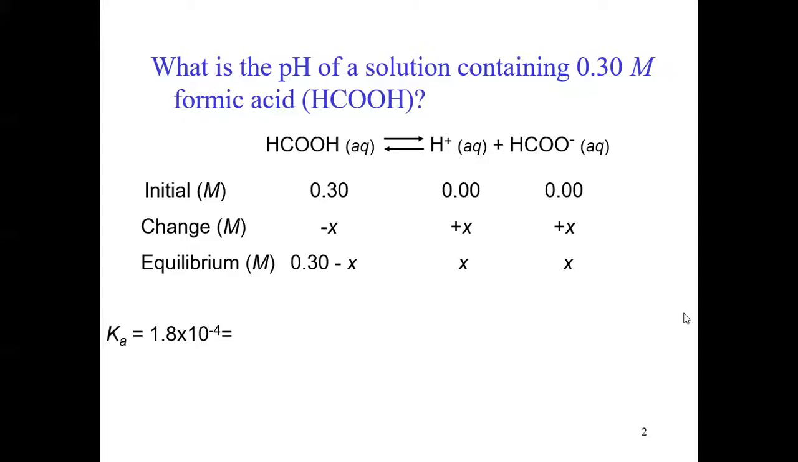And here we go. So again, this will be the product of the ionization chemicals divided by the concentration of the unionized acid. So that'd be x squared over 0.30 minus x. And as usual, because of the small value of Ka, right?